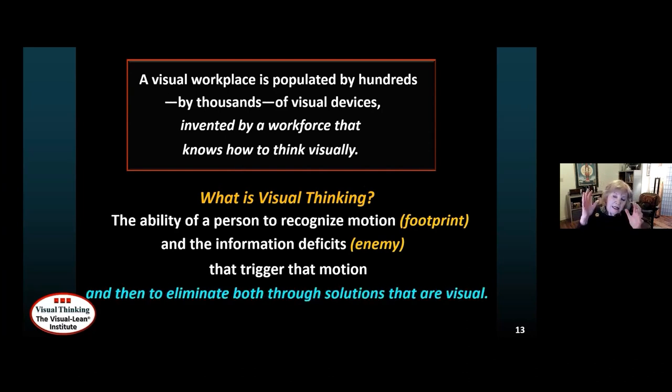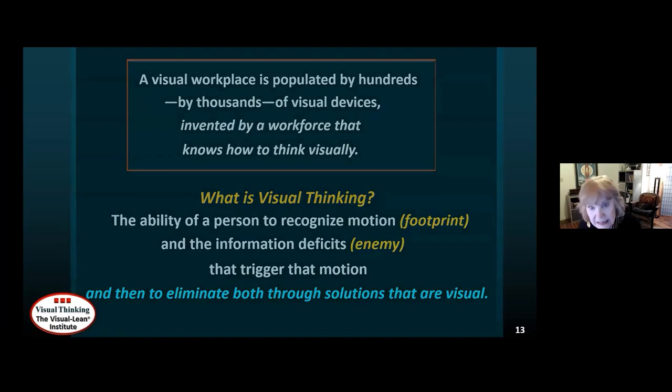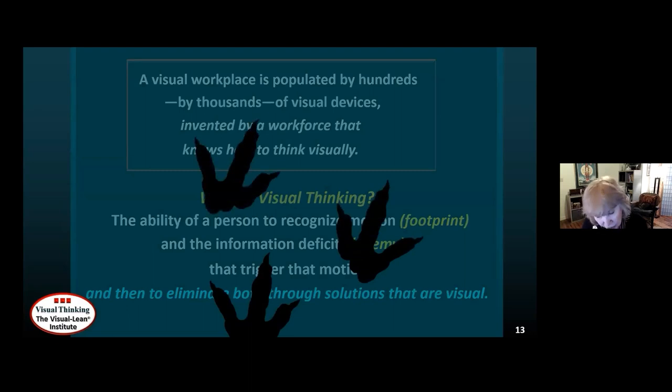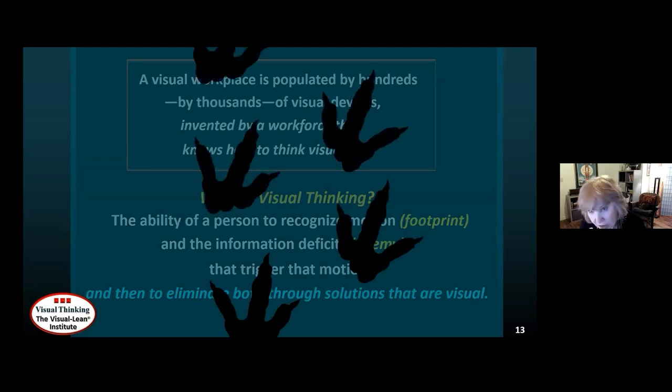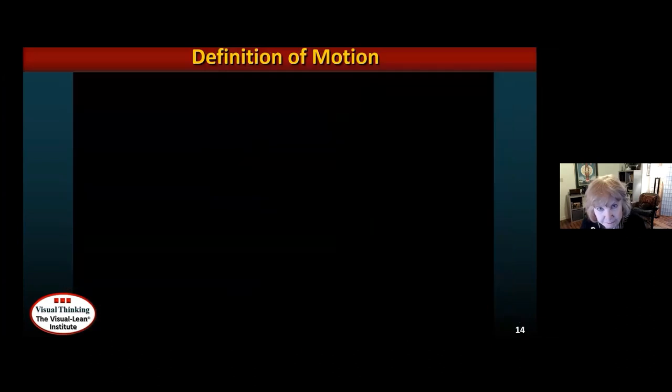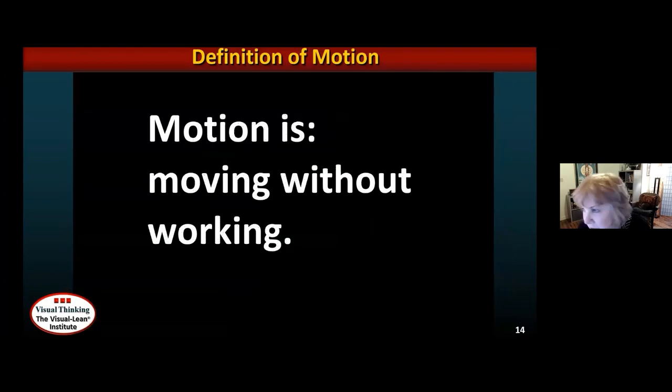So when we take information that is invisible and we make it visible, the footprint called motion goes away, the enemy goes away with it. It is like big game hunting. You are tracking the enemy. You are watching, looking for the footprint called motion. Big game hunting. Definition of motion is Ono's definition, moving without working.